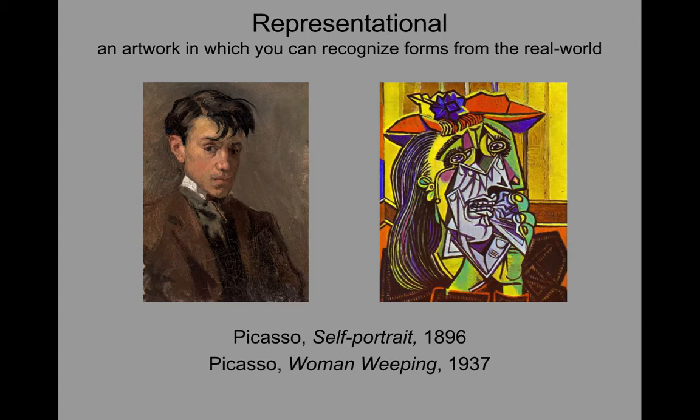Now, these two paintings by Picasso at various points of his career look very different. However, in both of them we can recognize the human form. And so they're both representational, even though they are different subcategories within representational. So you can think of the word representational as a big umbrella term. And now we're going to learn a few more specific types of representation that we might encounter.